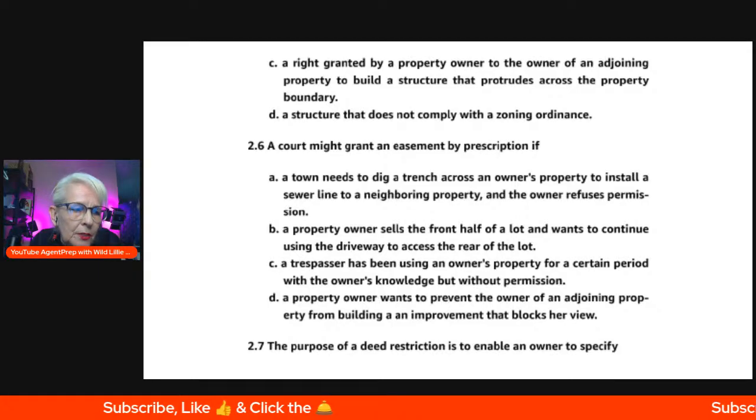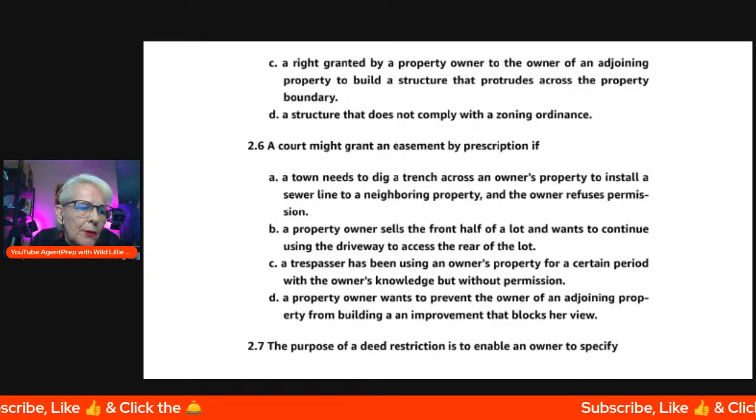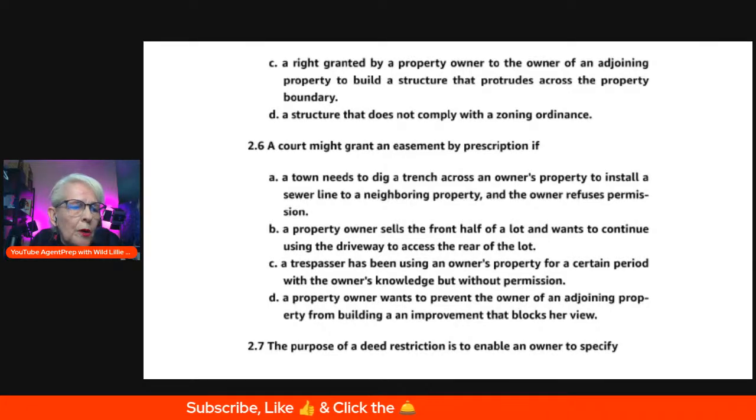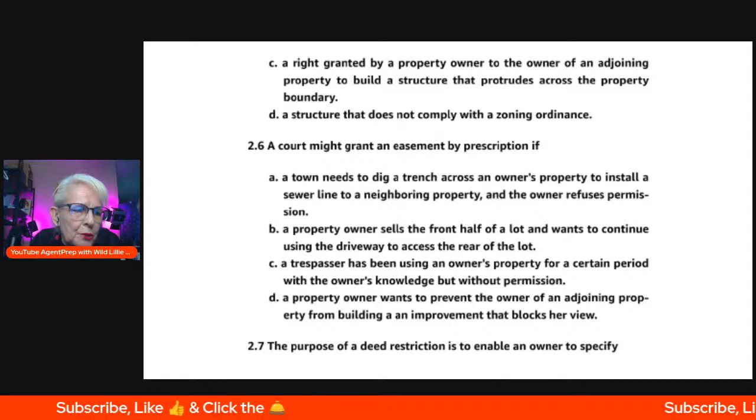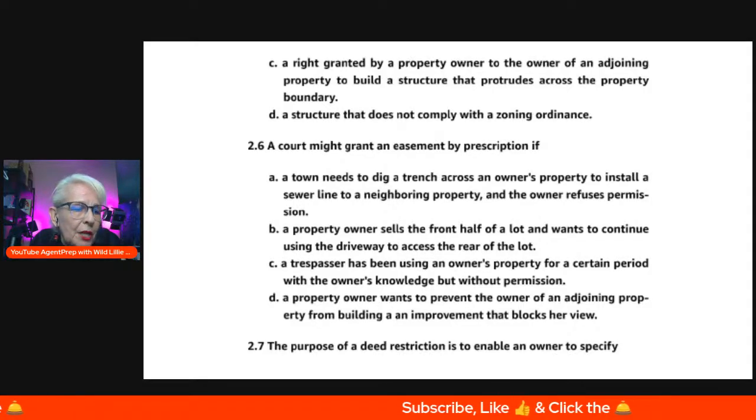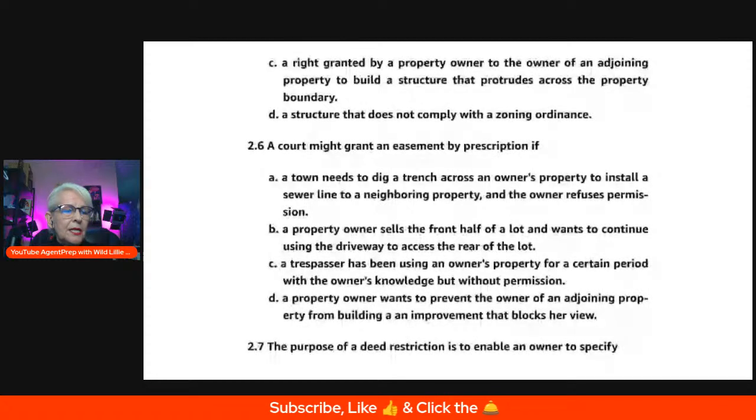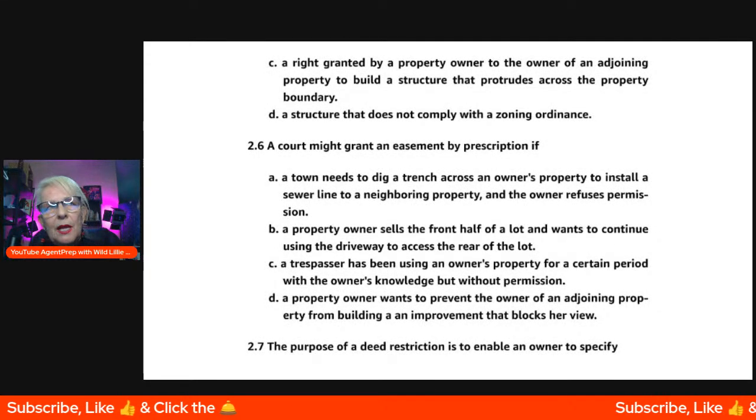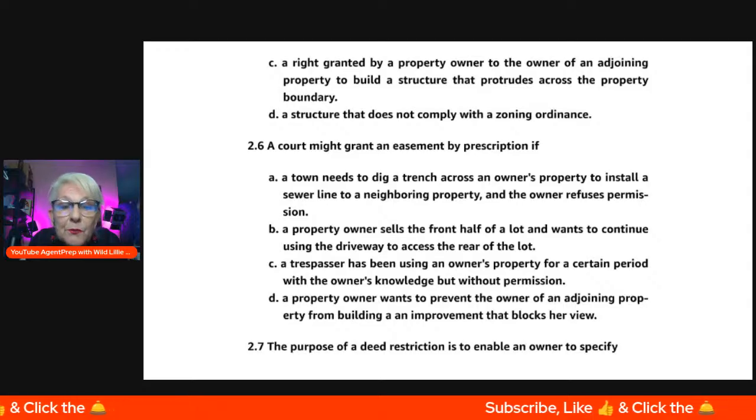For a prescriptive easement order to be granted, the following circumstances must be true. The use has been occurring without permission or license. The owner knows or is presumed to have known of the use, and the use has been generally uninterrupted over the statutory prescription period. Sometimes that's adverse possession, right?